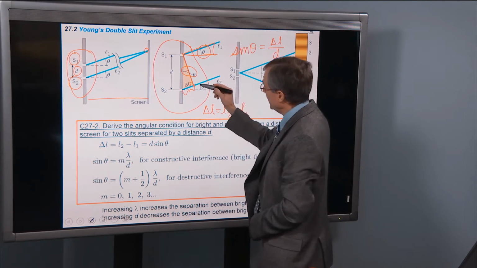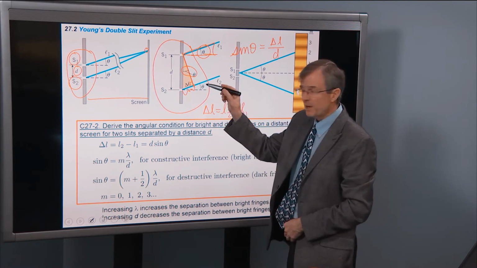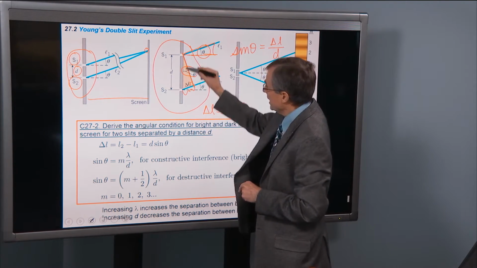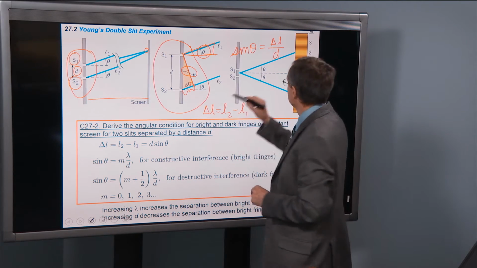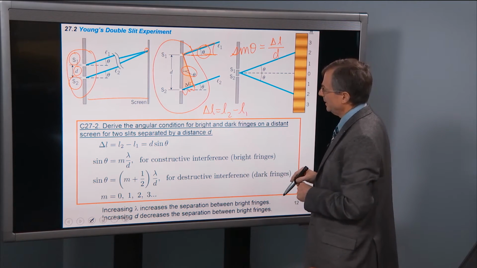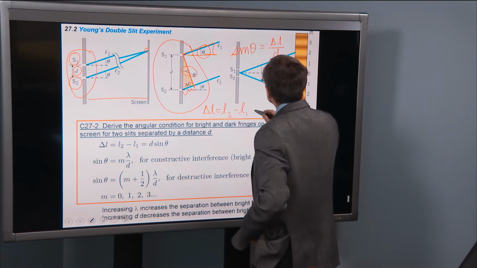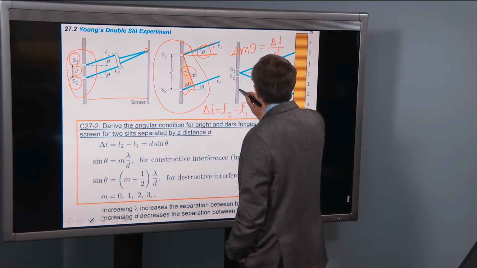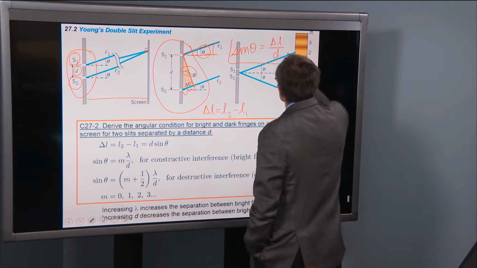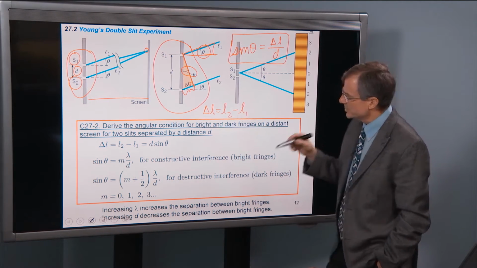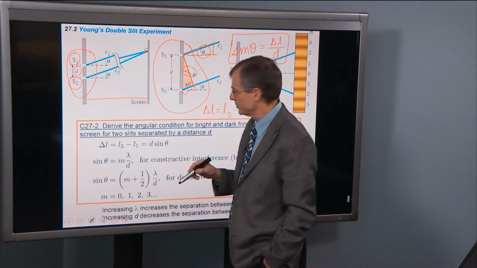And you might be saying, well, hang on, isn't this red line here the hypotenuse? And I say, no, here's the right angle. So the side D is actually the hypotenuse. So sine of theta is delta L over D, opposite over hypotenuse, and therefore delta L, well, then what we're going to do is take that and insert it into concept 27-1.